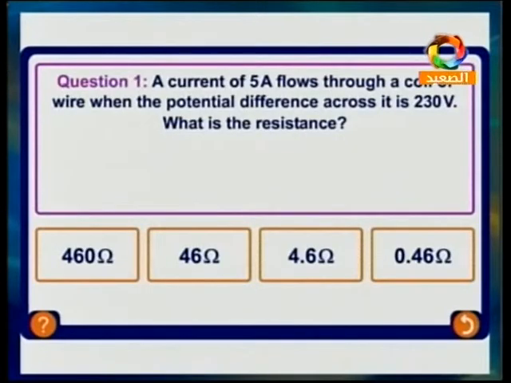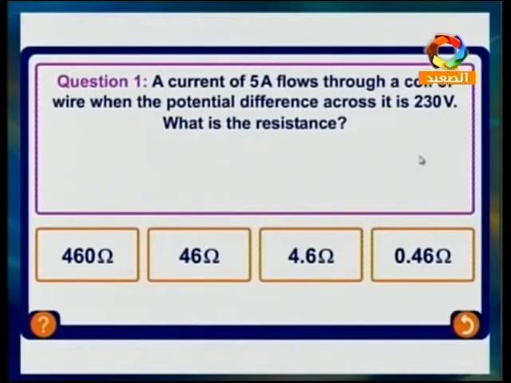To begin, we have a current of 5 amperes flowing through a coil of wire when the potential difference across it is 230 volts. What is the resistance? Here we have 5 amperes and here we have 230 volts. I need to calculate the resistance, I need R. What's R? R equals I divided by V? No, it's I times V?